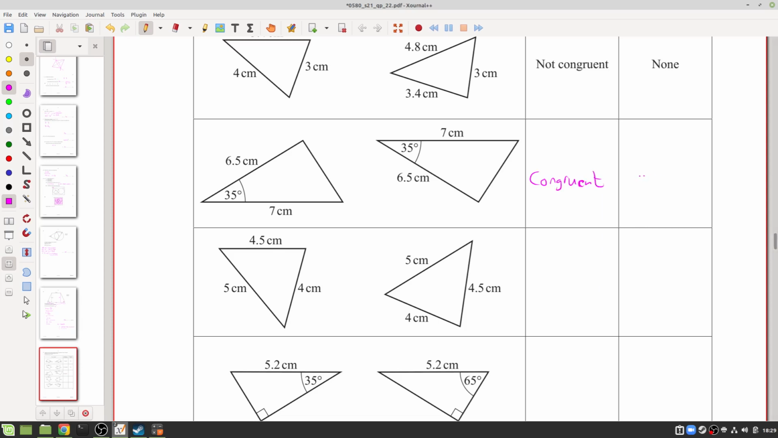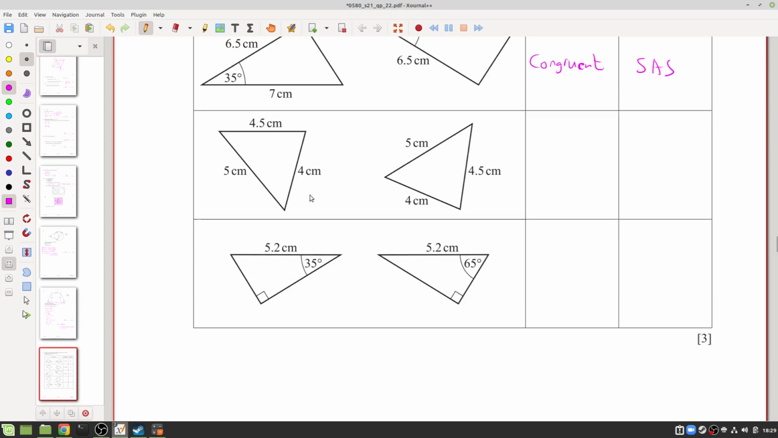Congruent, and our reason for that is side, angle, side. Here we've got a 4.5 and a 4.5, then we've got a 5 and a 5, then we've got a 4 and a 4. So that's congruent, and that's because of side, side, side.